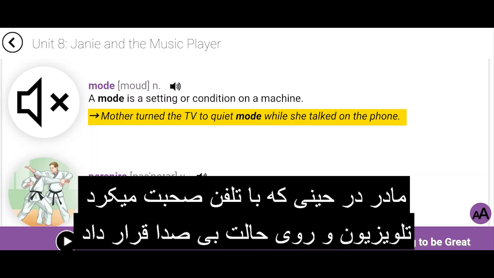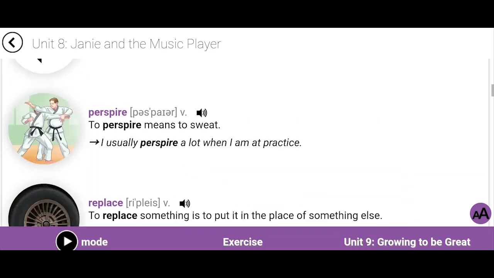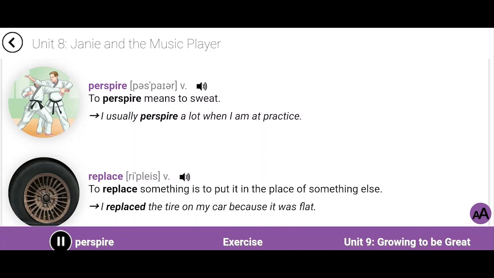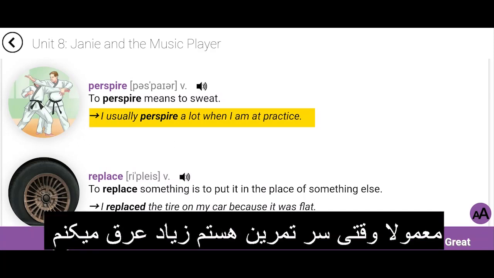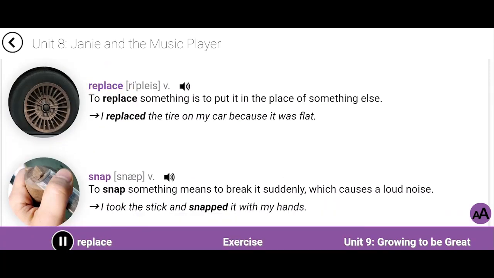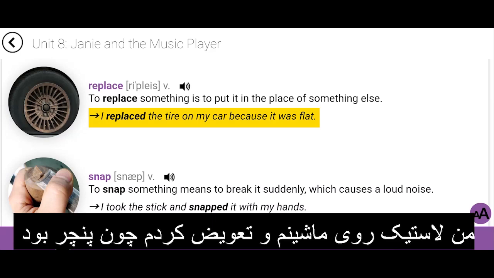Perspire. To perspire means to sweat. I usually perspire a lot when I'm at practice. Replace. To replace something is to put it in the place of something else. I replaced the tire on my car because it was flat.